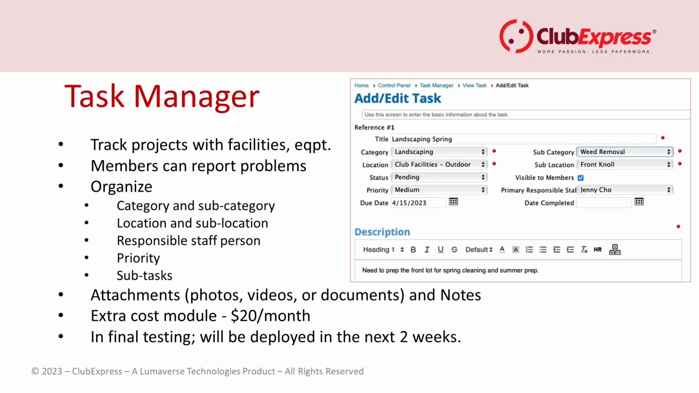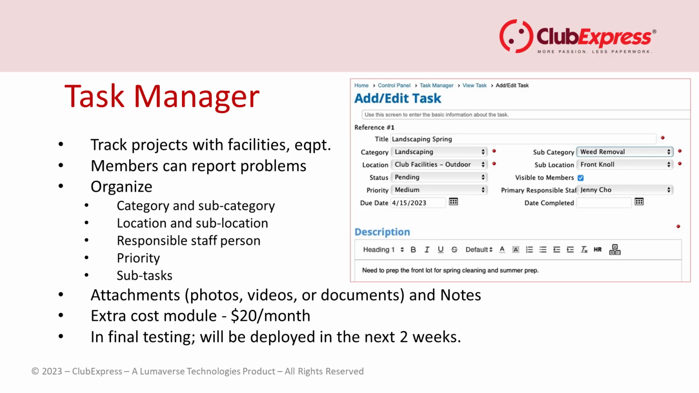It's really like a simple project management system that's built into ClubExpress. It allows you to track projects based on facilities or equipment. If there are problems, members can report them, and every task gets organized by category and subcategory, which you define, location and sublocation, a responsible staff person, priority, and then it can also have subtasks. So, there might be a task that requires multiple steps to accomplish, and you can assign all of these categories and locations and staff people to as many subtasks as you need. Each task also supports attachments.